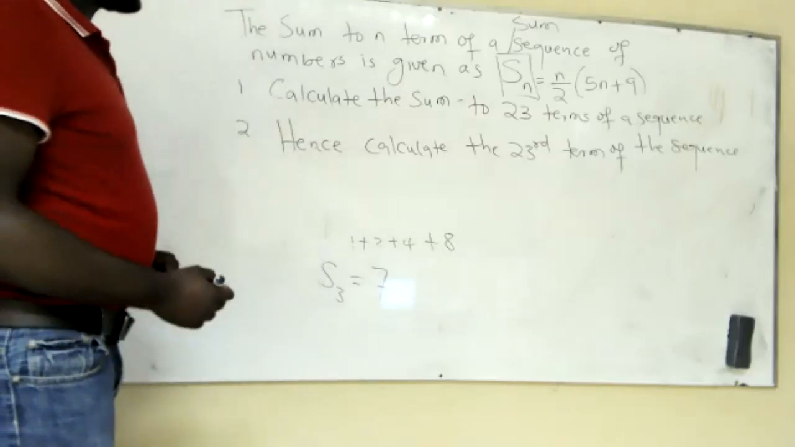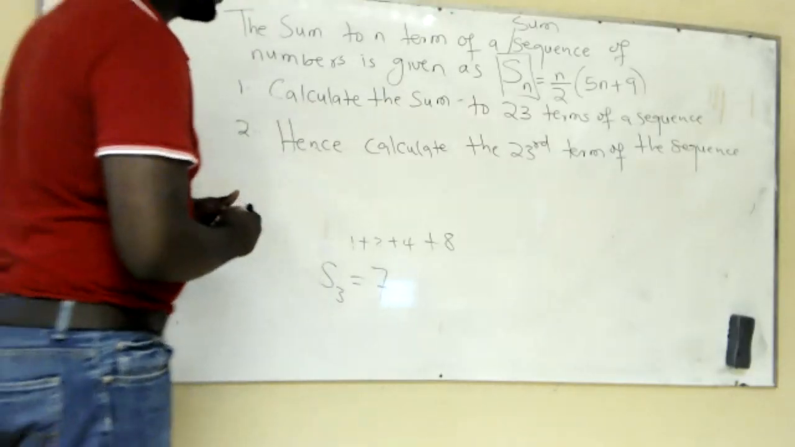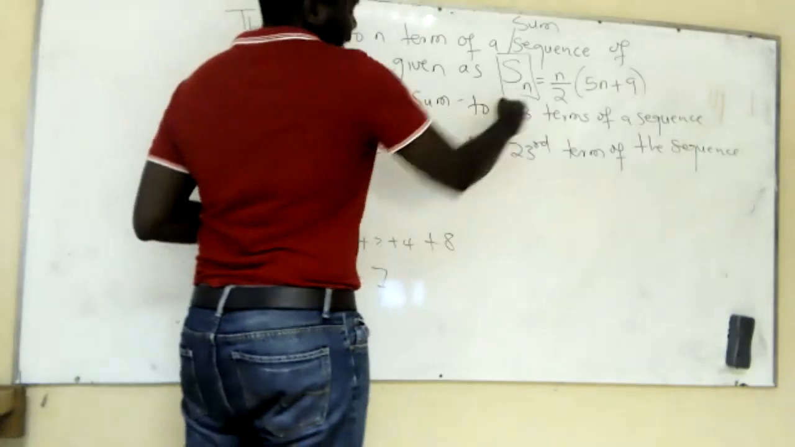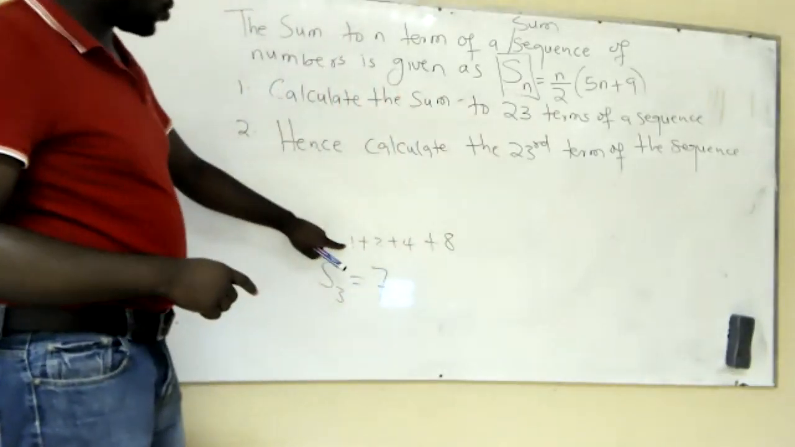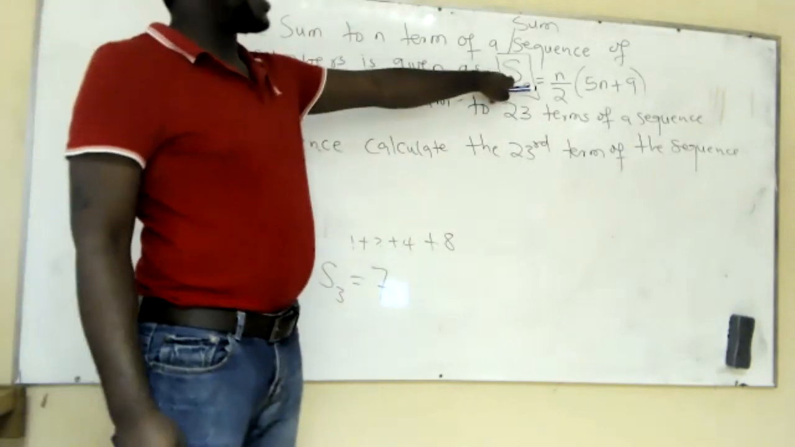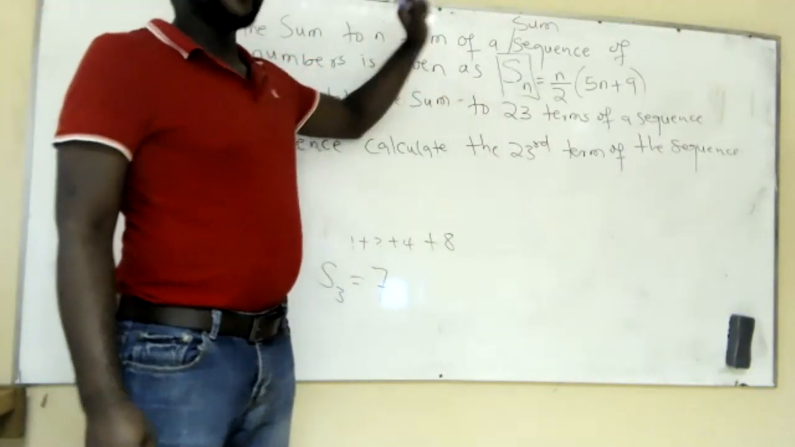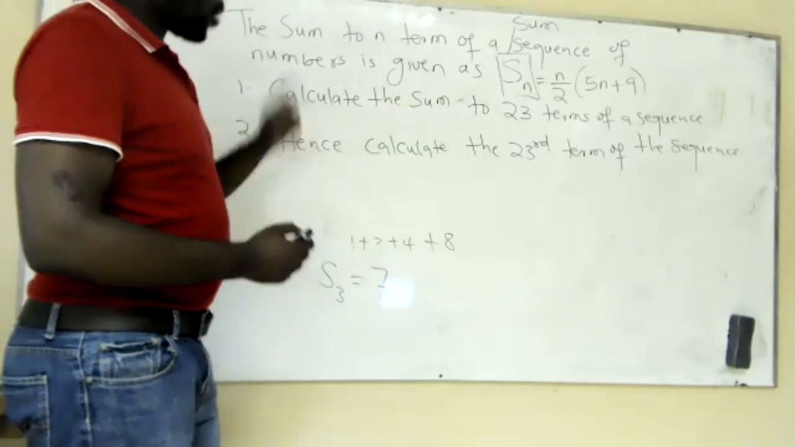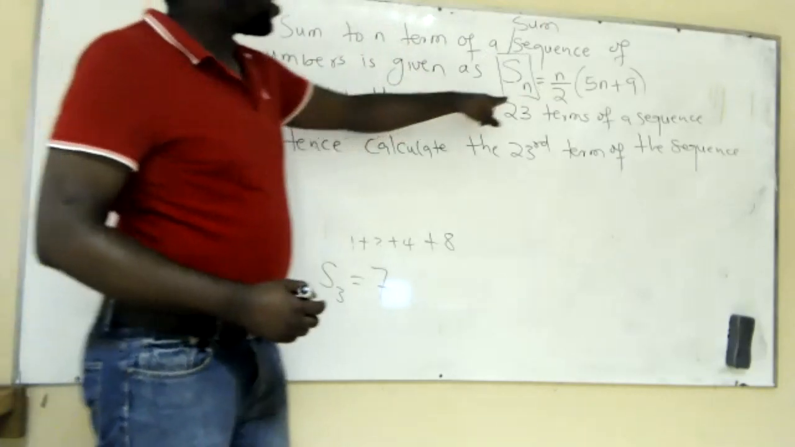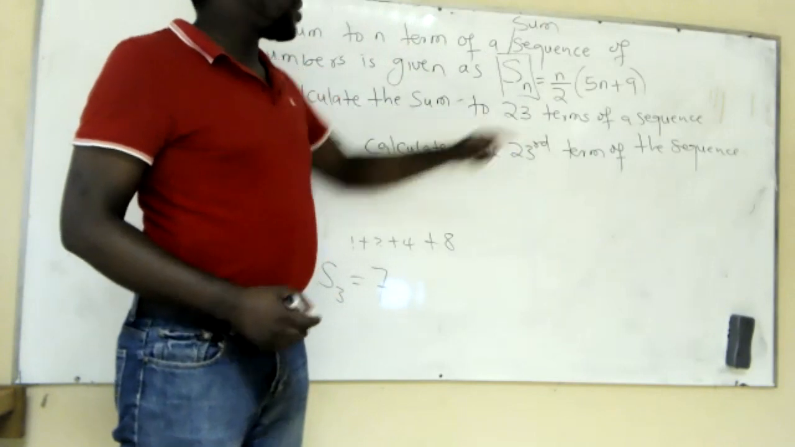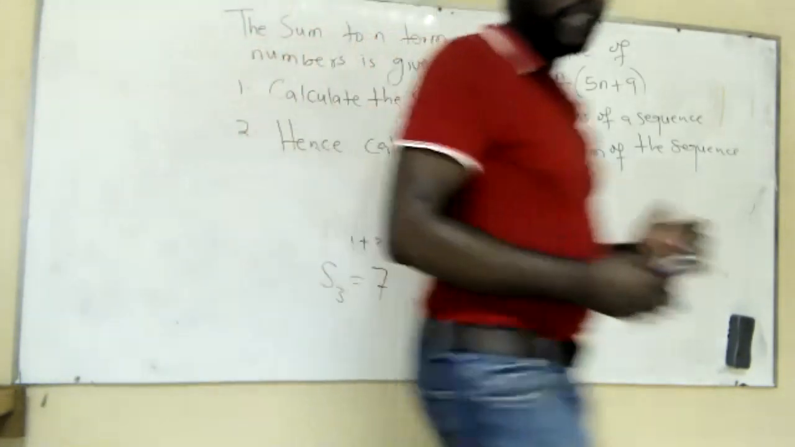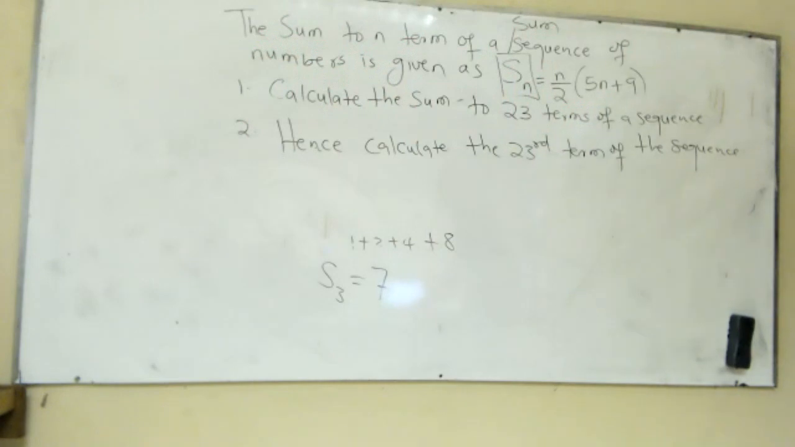Now, let's go back to the question we are dealing with. It says calculate the sum of 23 terms. But you can see that here we are not given a series like what we have there, but we are given a formula that represents the series of any n terms. So where we have n, we're going to substitute 23 into that formula. Then you will have answered the first question.